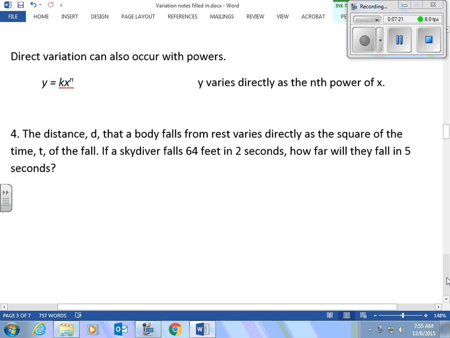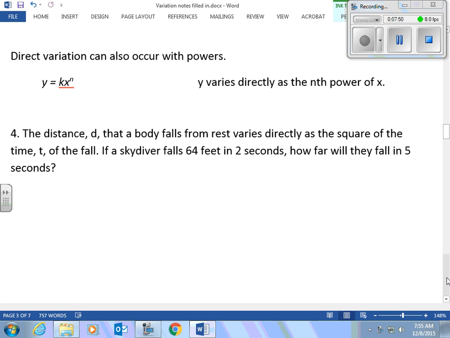Direct variation can also occur with powers. So in this case, we would say that y varies directly as the nth power of x. So in this next example, the distance d that a body falls from rest varies directly as the square of the time of the fall. If a skydiver falls 64 feet in 2 seconds, how far will they fall in 5 seconds?